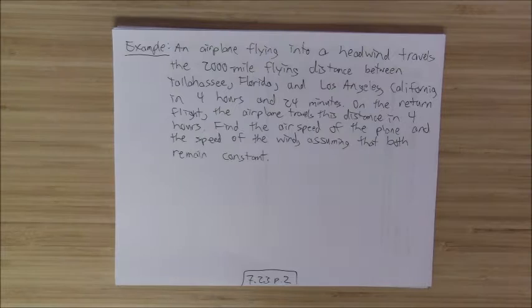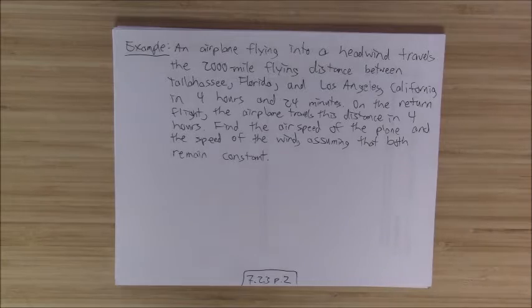So for example, and I'm going to apologize because this sounds dreadfully close to the two trains leave a certain place going in certain directions, but it's not quite the same. An airplane flying into a headwind travels the 2,000-mile flying distance between Tallahassee, Florida and Los Angeles, California in 4 hours and 24 minutes. On the return flight, the airplane travels the distance in 4 hours. Find the airspeed of the plane and the speed of the wind, assuming that both remain constant.